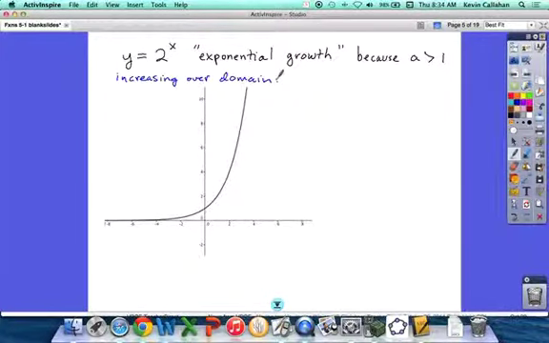Now, if you remember, we know where we're going with this, right? We're doing exponentials and logarithms together because they're inverses of each other. But for a function to have an inverse, it had to pass a test. Do you remember what was the test that we used to say that the function had an inverse? The horizontal line test, right?